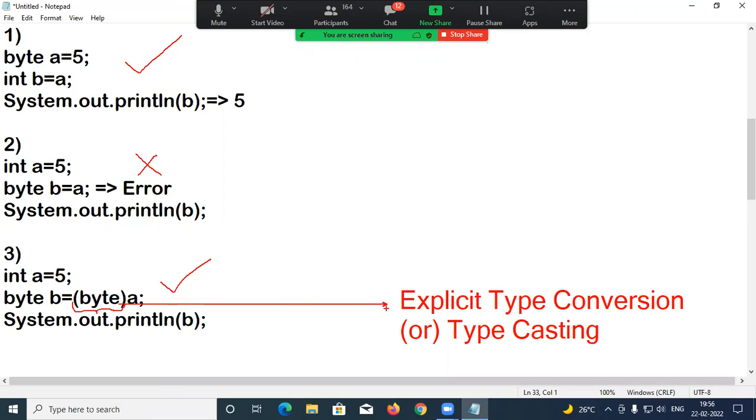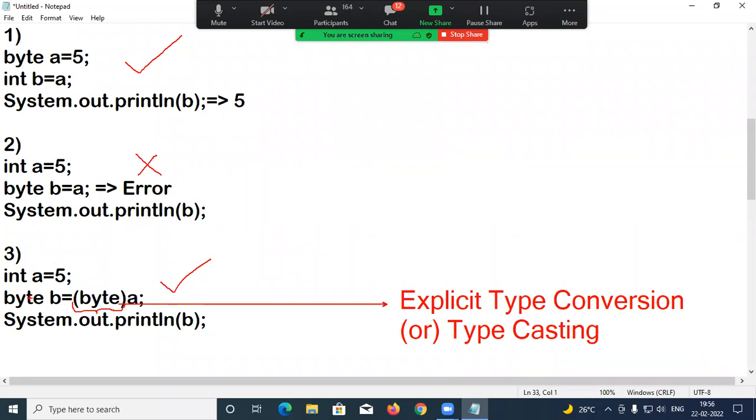Just in the brackets, you have to write one data type, which type you are converting to. If you write like that, it is called explicit type conversion. We can also call it typecasting. So for 19 conversions, if you write like the first one, valid. 23 conversions, if you write like this, error. 23 conversions, if you write like this, valid. 14 conversions, like this also error, like this also error.